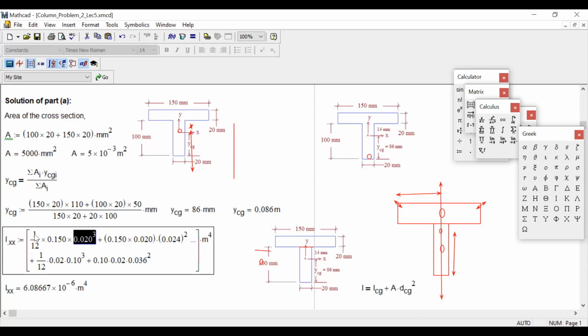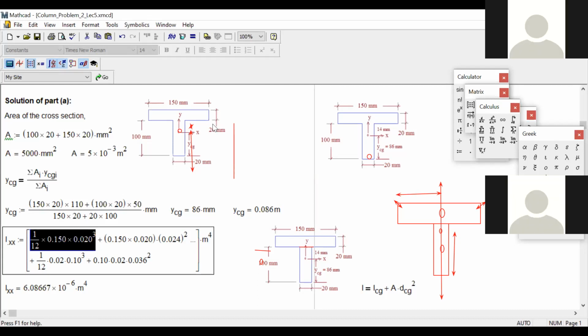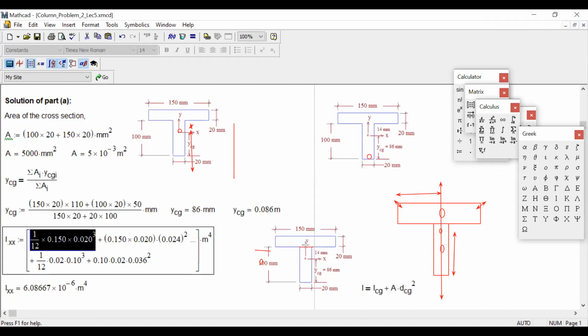This CG, you are getting with respect to the CG of this area, not with respect to this point, but we need to figure out with respect to this point. So what we need to do? A d square. So what is the area? 0.5 into 0.20. This is the area of this part, into d square.